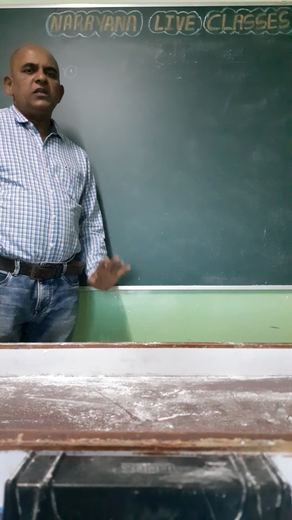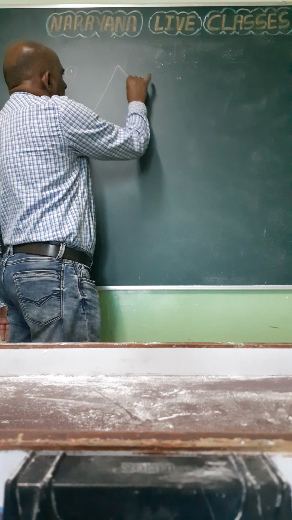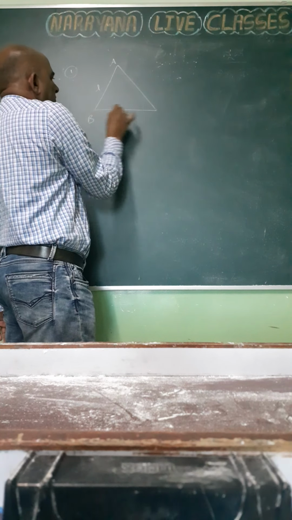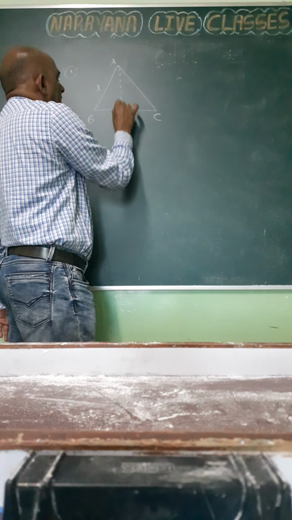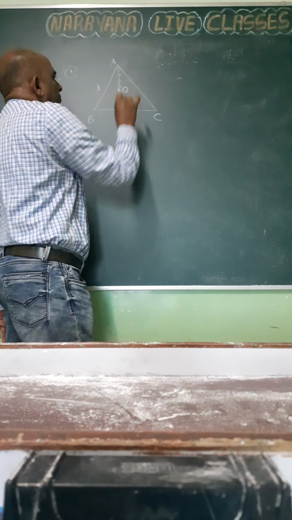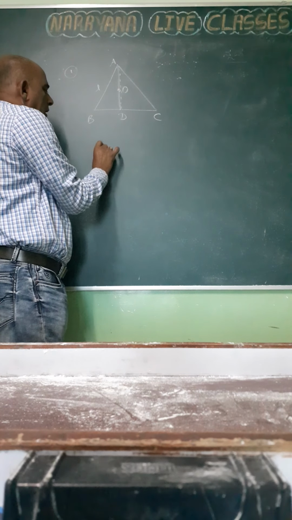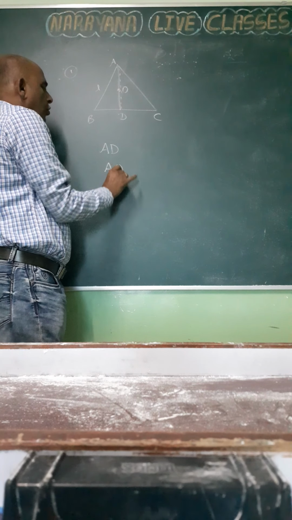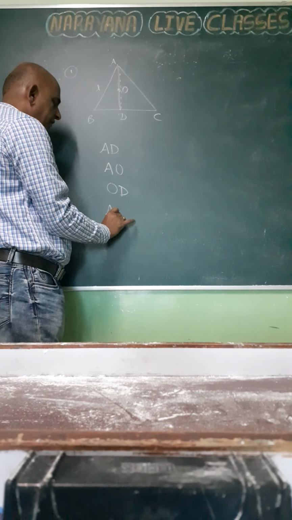equilateral triangle and square. So let us take an equilateral triangle ABC of side L. Then one perpendicular we drop. This is AD, the altitude of the triangle. This is the centroid O. Now we need the AD value, AO value, OD value, and the area of the triangle.